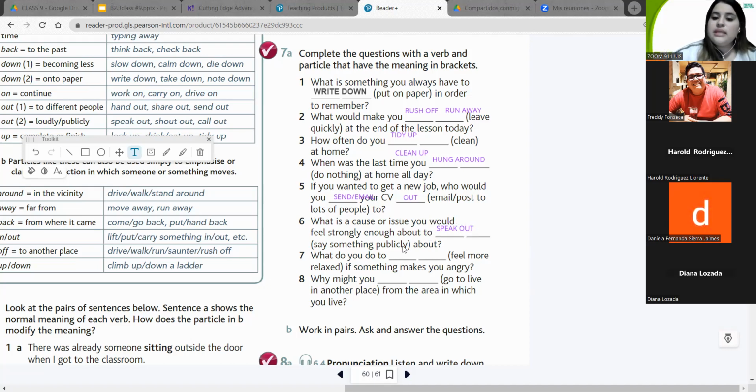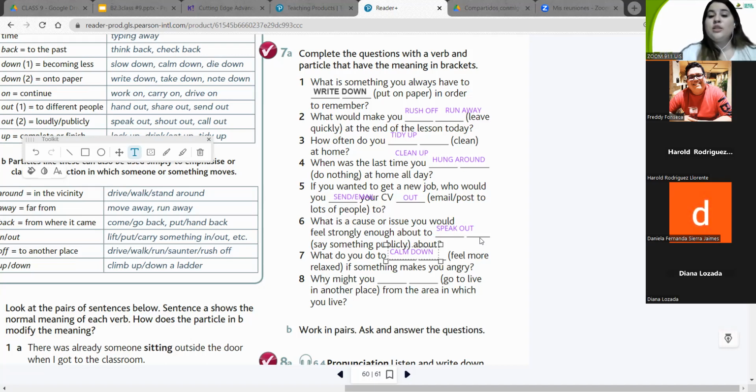Excellent. Number 7, what do you do to, that means feel more relaxed, if something makes you angry? Calm down. Yes, very good. To calm down. What do you do to calm down if something makes you angry? Keep calm? Sorry? What do you do to keep calm if something, yes, it makes sense.